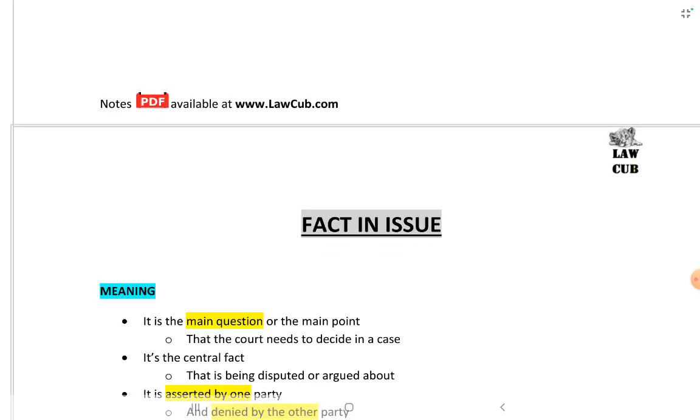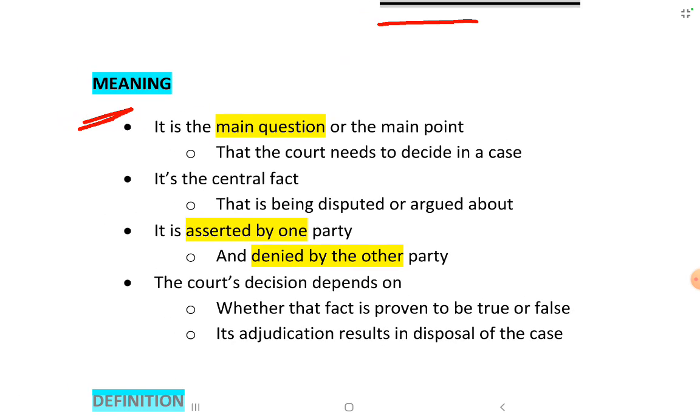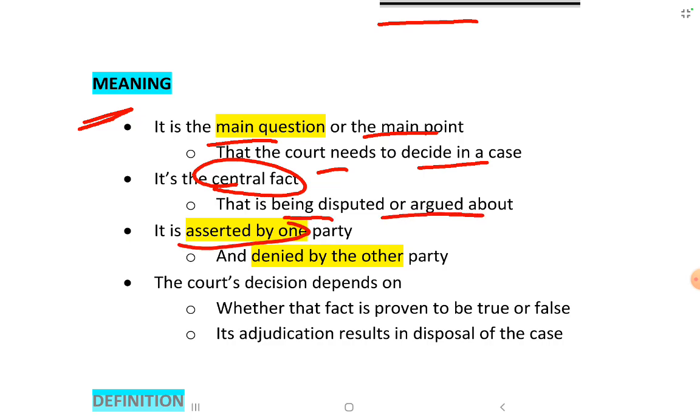These were the differences. Now one by one we will see each topic. Fact in issue, its meaning. It is the main question or the main point that the court needs to decide in a case. It is the central fact that is being disputed or argued about. It is asserted by one party and denied by the other party. The court's decision depends on whether the fact is proven to be true or false. Its adjudication results in disposal of the case.